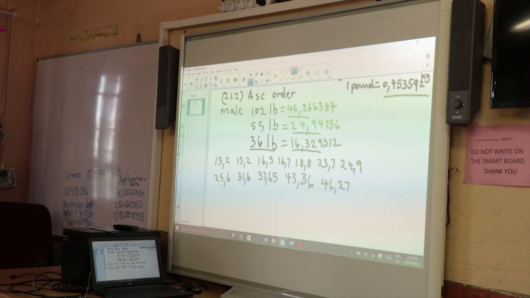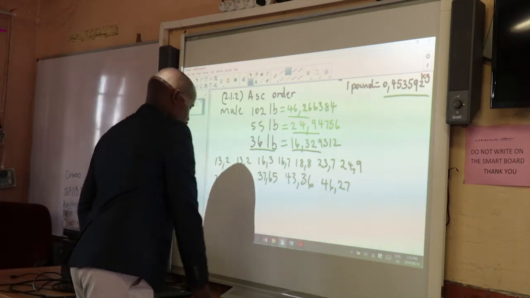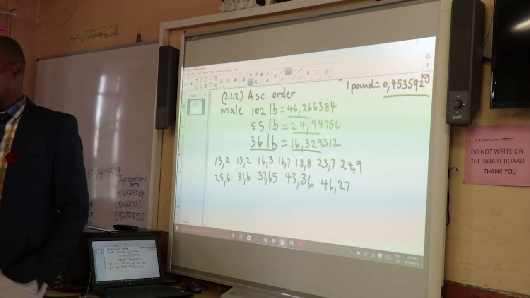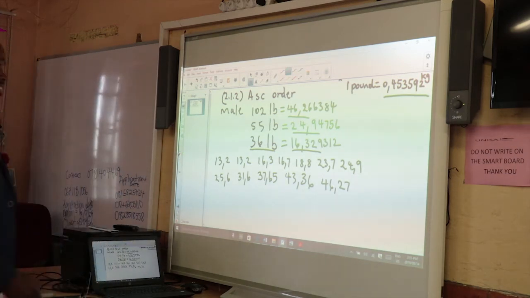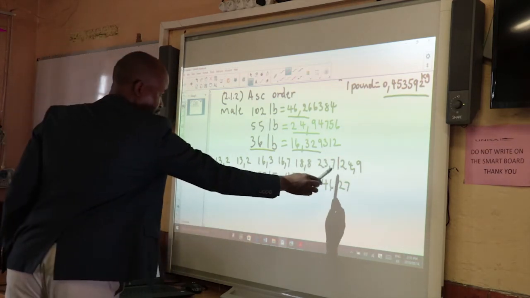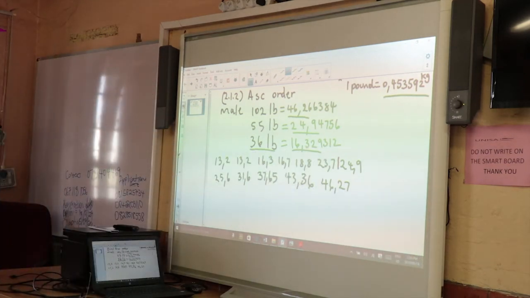Now, let's find the median. We have an even set of numbers. Can you see that, colleagues? If you count your numbers, this is your center, because there is an equal set of numbers on this side and on the right-hand side. So the median is between 23.7 and 24.9. So how do you find our median?